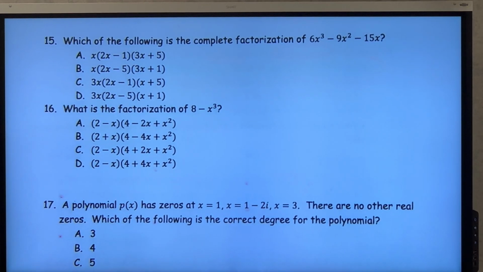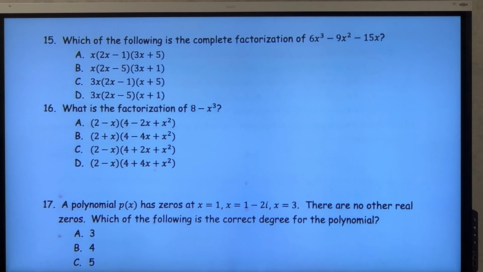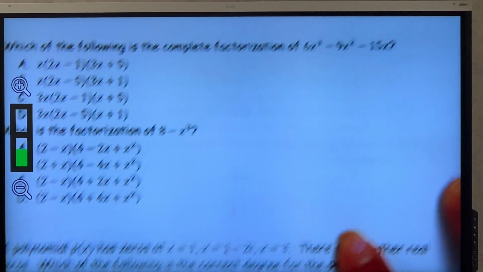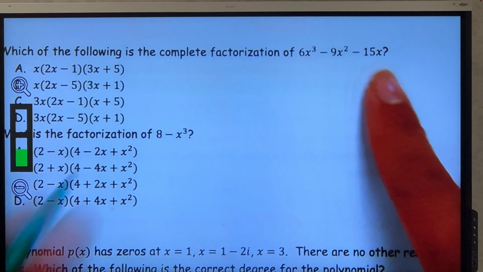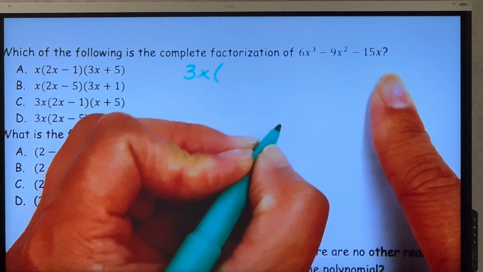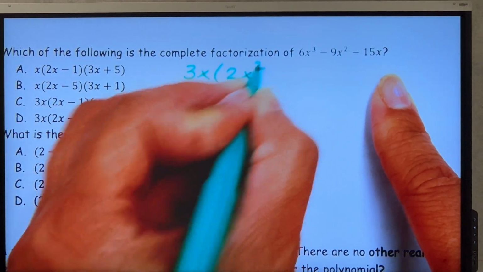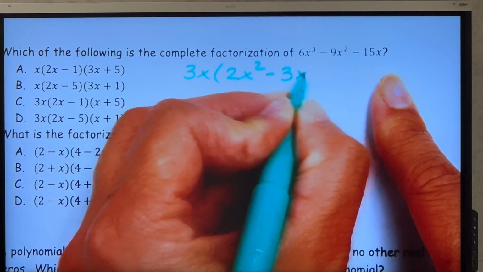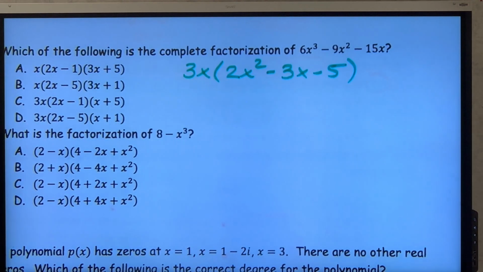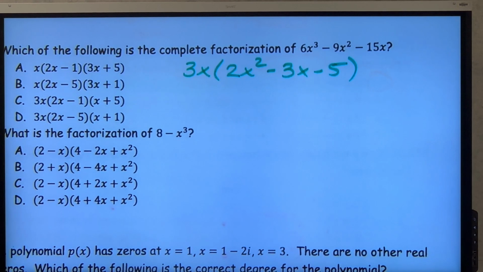Number 15, which of the following is the complete factorization of 6x cubed minus 9x squared minus 15x? All right, so we've got to factor. This is more recent information that we've been doing over the last few days. So first of all, the first thing that you should check for is a GCF, a greatest common factor. And we do have a GCF here. It is a 3x. So when we factor out that 3x, we're going to have 2x squared minus 3x minus 5.